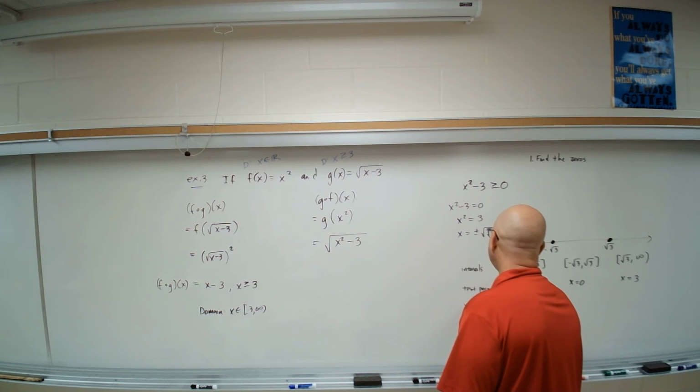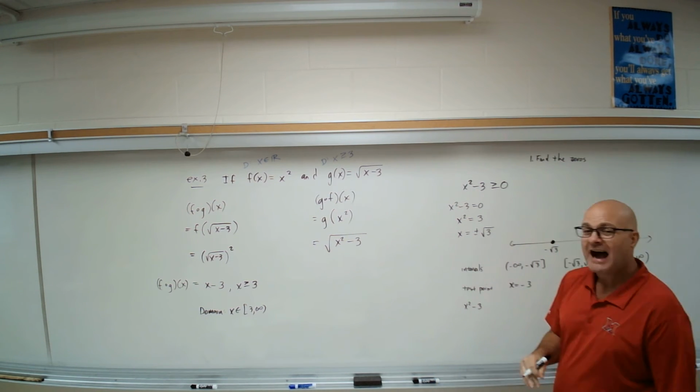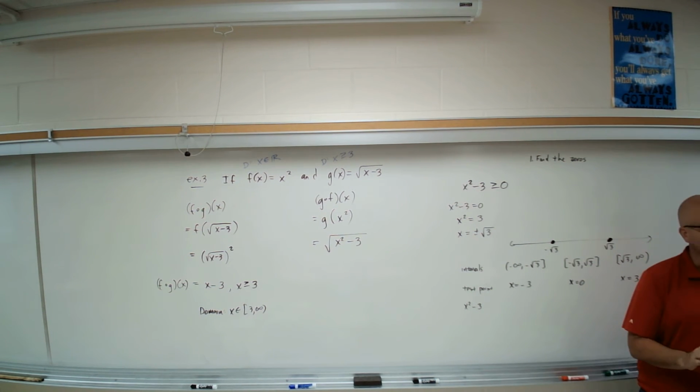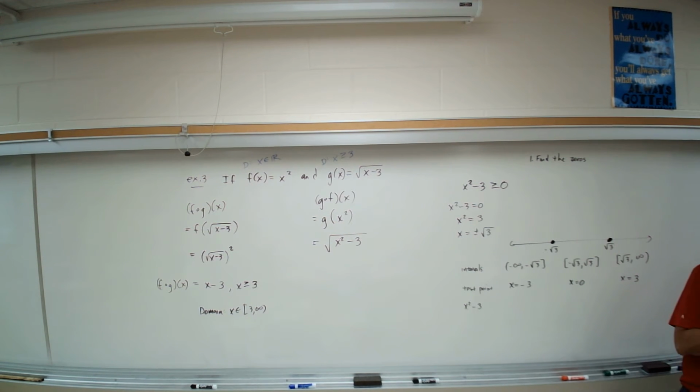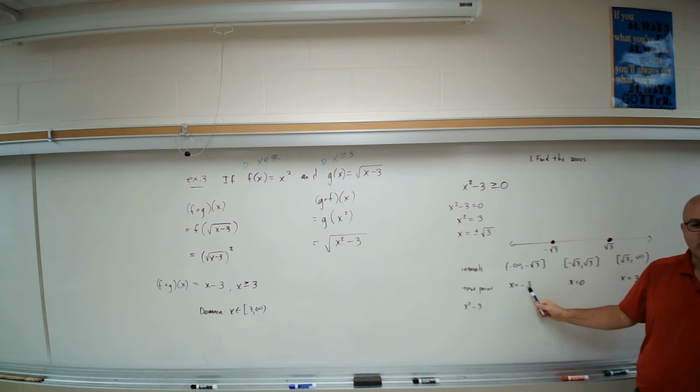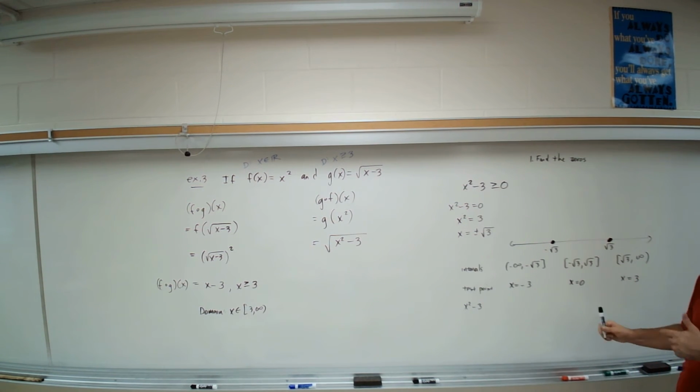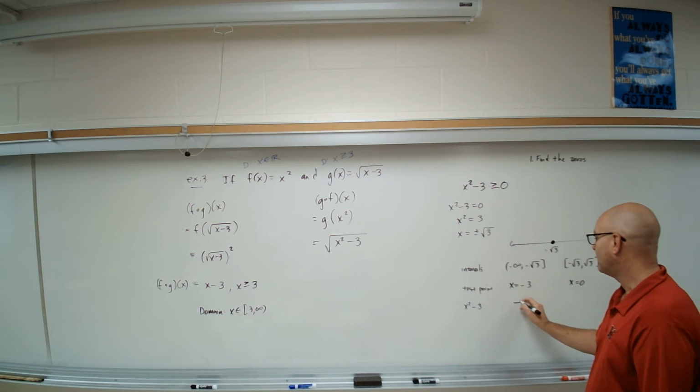And then we're going to plug it into x squared minus 3. I don't care what answer it gives me. All I care is if the answer is positive or negative, which really makes it easy. You don't have to calculate stuff. But if we do negative 3 and square it, we know we get 9. Take away 3, we get 6, which is positive.